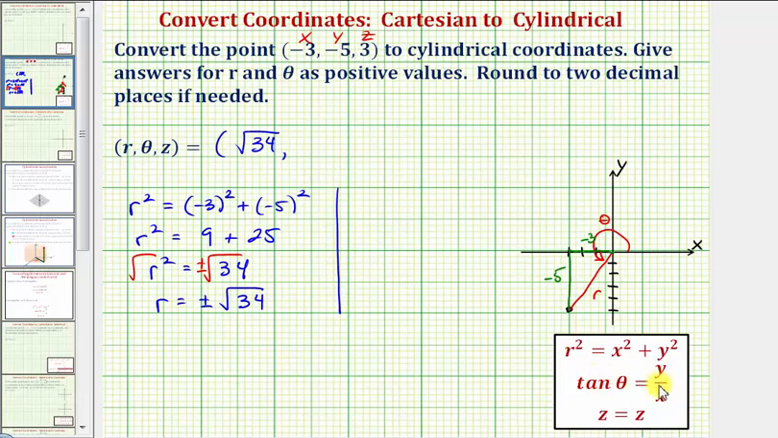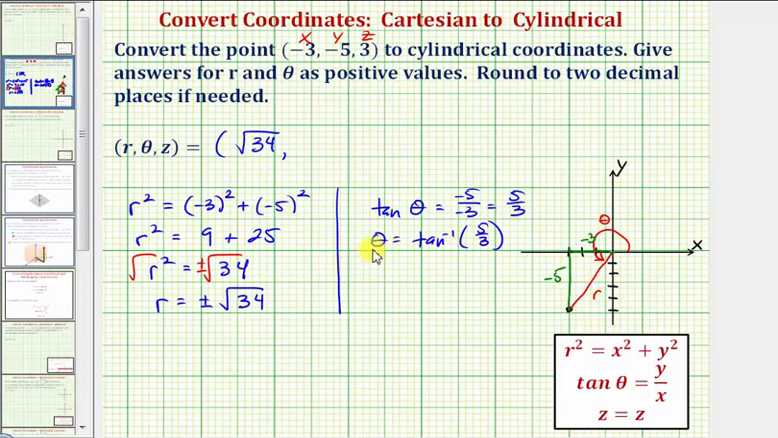Now let's determine angle theta. We know tangent theta is equal to y divided by x, so here we'd have tangent theta is equal to -5 divided by -3, which equals positive 5/3. So if tangent theta is equal to 5/3, then theta is equal to inverse tangent or arctangent of 5/3. But we might recognize here that the output of inverse tangent is only going to be on the open interval from -π/2 radians to +π/2 radians.